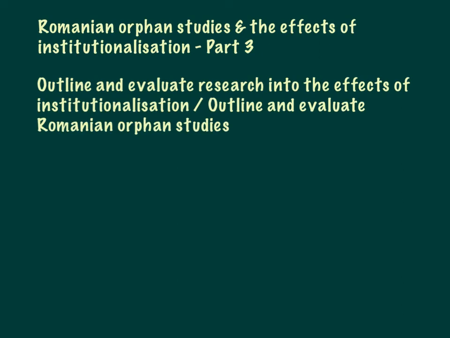As said, if you get this question, both of these are basically the same thing. Outline and evaluate research into the effects of institutionalisation is the same question as outline and evaluate Romanian orphan studies, and they're both the same questions that say discuss research into the effects of institutionalisation, etc. So if you get either of these, then your AO1, as we've noted, is going to be the research into Romanian studies themselves.